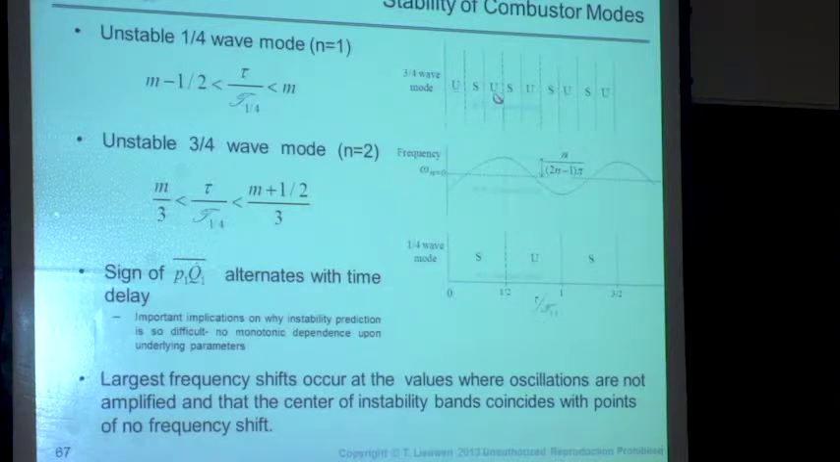Whereas if you are in this region, like if you were right here, let's just say at 0.6, the first natural mode would be unstable. The second would be stable. Whereas if you're in here at 0.75, in fact, both modes are unstable.